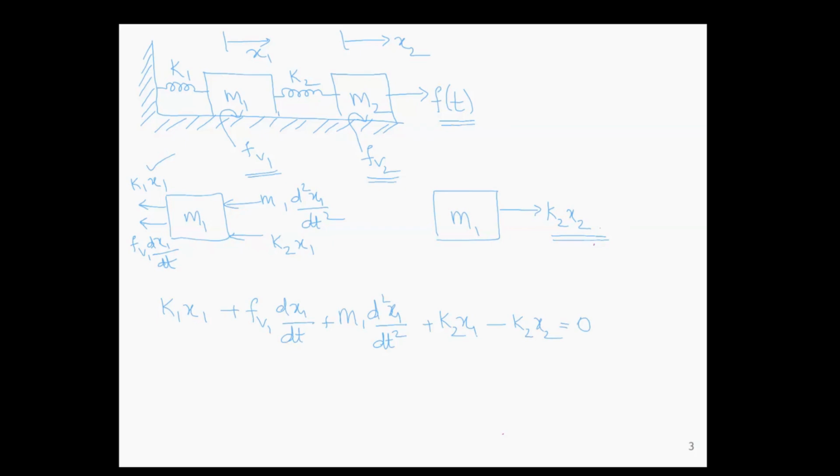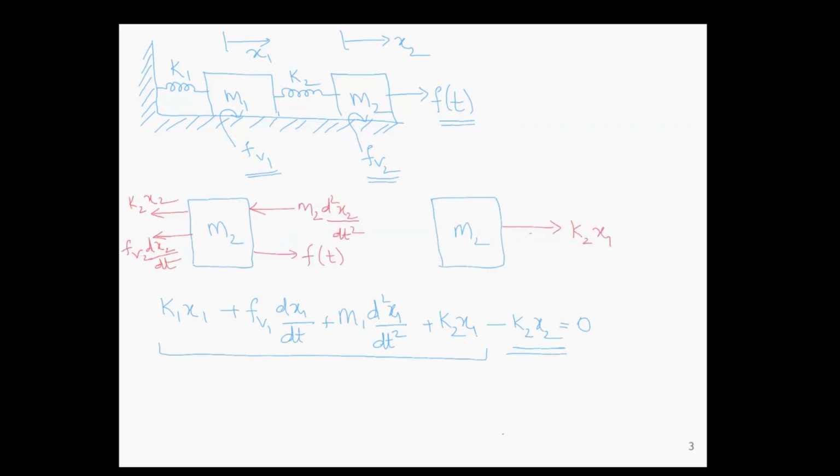So we will write all the equations together. K1 x1 plus Fv1 dx1 by dt plus M1 d square x1 by dt square plus K2 x1 minus K2 x2, because K2 x2 is the only force which aids the motion of M1. So it has a negative sign. All the other forces are opposing, so those have positive sign.